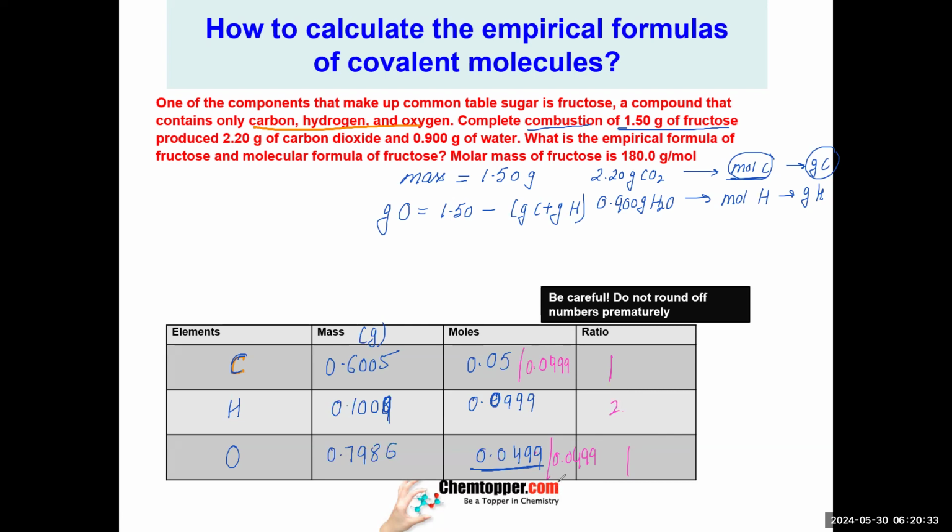Yes. What's the empirical formula? What's the molecular formula? Molar mass is given. Molecular formula? So the N factor is the molar mass, which is 180.0 grams per mole, divided by the empirical formula mass, which I think is 30 grams per mole. Answer is 6. So the fructose molecular formula is C6H12O6. Yes, Akash, it is the formula of glucose also and fructose also.